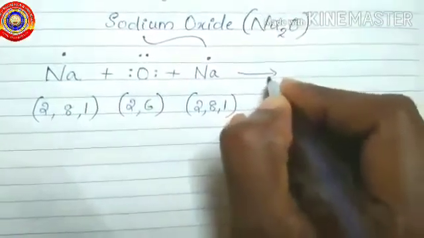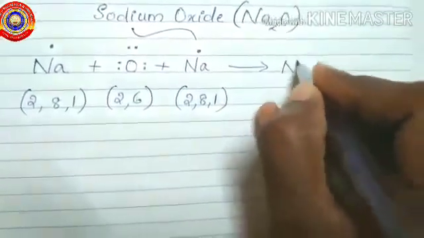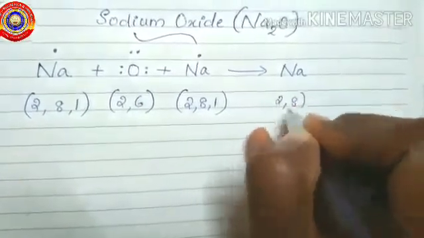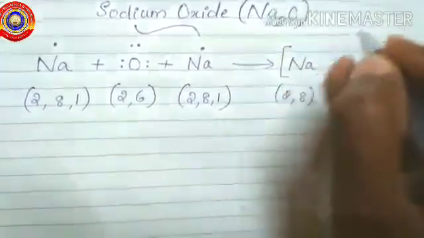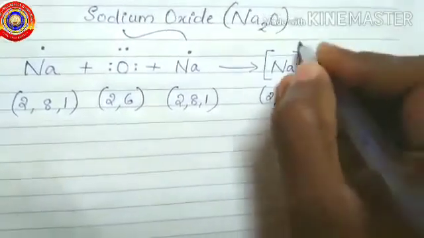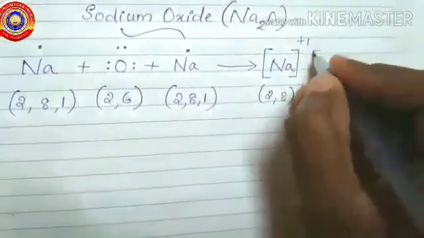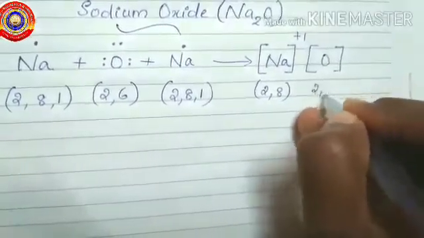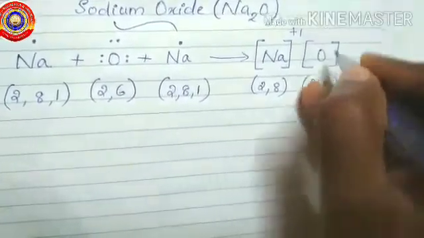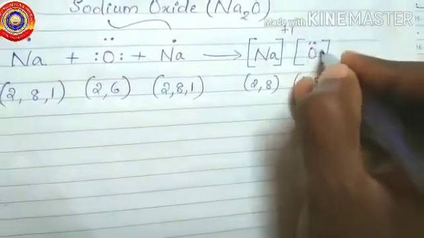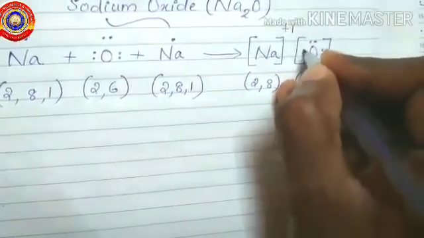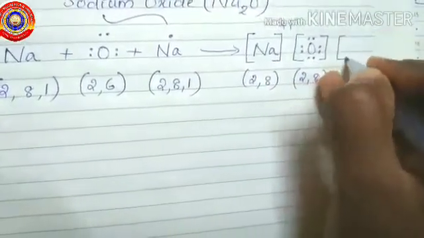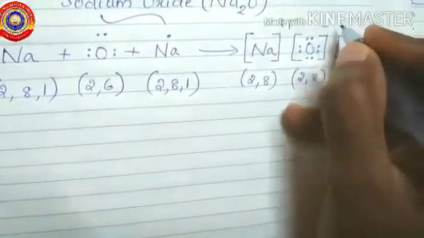So what happened to sodium? Sodium attains stability by losing 1 electron. So it gets how many positive charge? 1 positive charge. So you have to represent +1. Now what is the change happened to oxygen? Oxygen attained 8 electrons because it received 2 electrons from each sodium atom in order to attain stability. So what is the charge acquired by the oxygen atom? It receives -2.